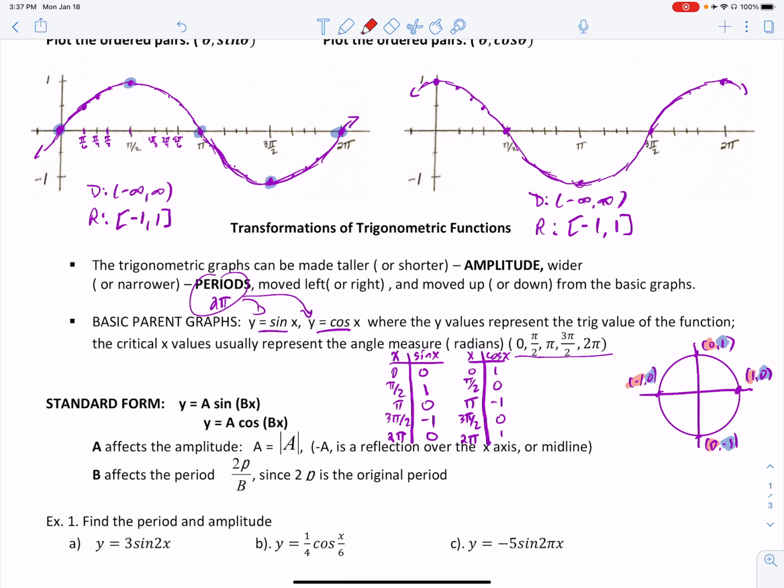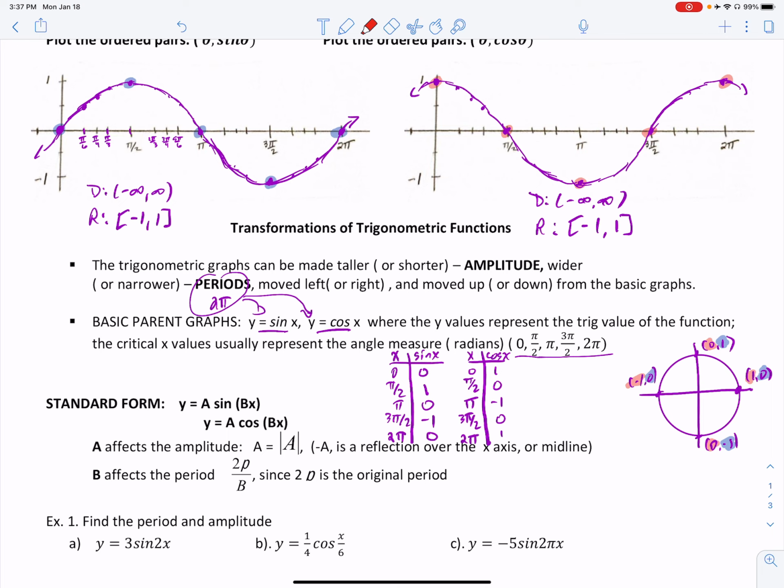And so those are those. At 0, we're up at 1. At pi halves, we're at 0. At pi, we're at negative 1. 3 pi halves are at 0. And at 2 pi, we're back up at 1. And so those are just some quick ways to get those points by looking at that unit circle.